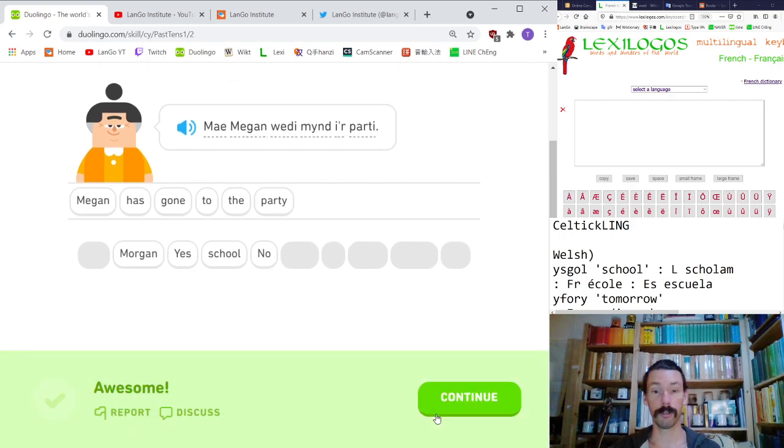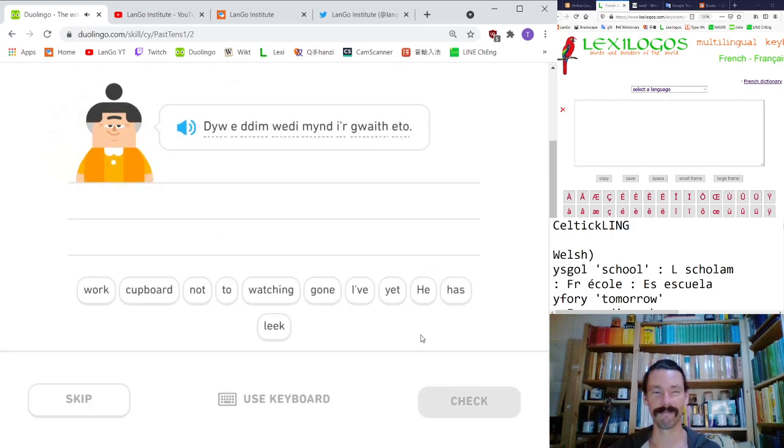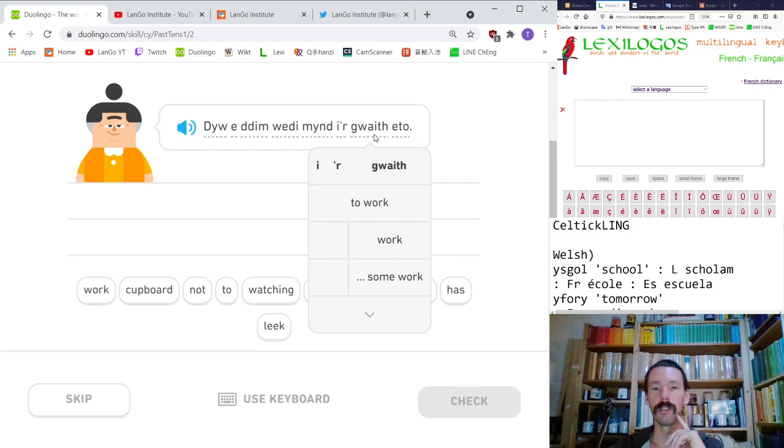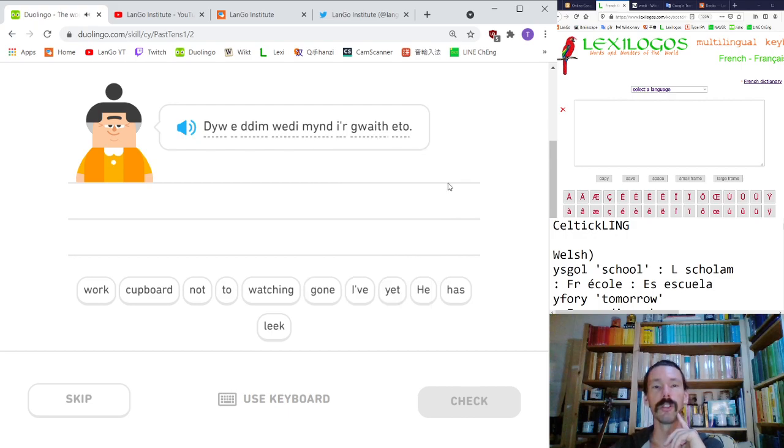Dyw e ddim wedi mynd i'r gwaith eto. Gwaith. Dyw e, just like the Irish, this one is he, the subject. Dyw e ddim wedi mynd. Ddim is the negative particle.